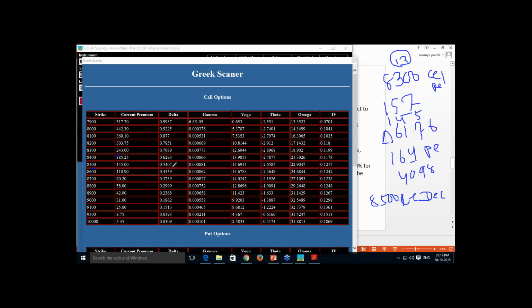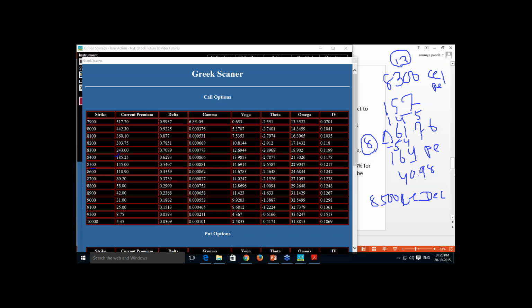8,500 call option is having 0.54 delta. You sold one lot, so 0.54 of the delta is reduced from here. So the delta which the call option was having, 62%, you have reduced to 8%. Also you have managed the premium paid to the market and premium received from the market. So two things you have done.